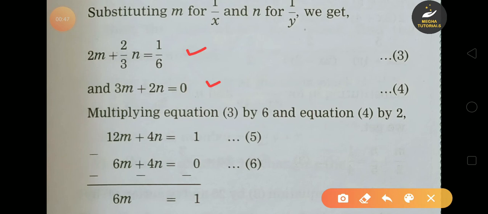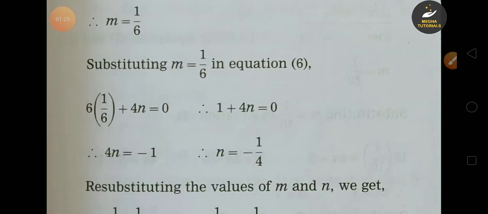Now we need to solve equations 3 and 4 using the elimination method. So multiply equation 3 by 6 and equation 4 by 2 so that we get the same coefficient of n. So we are getting new equations 5 and 6 as 12m plus 4n is equal to 1 and 6m plus 4n is equal to 0. Then using subtraction, the 4n and 4n will cancel. So 12m minus 6m is 6m, and 1 minus 0 is 1. So in the next step, you will get m is equal to 1 upon 6.